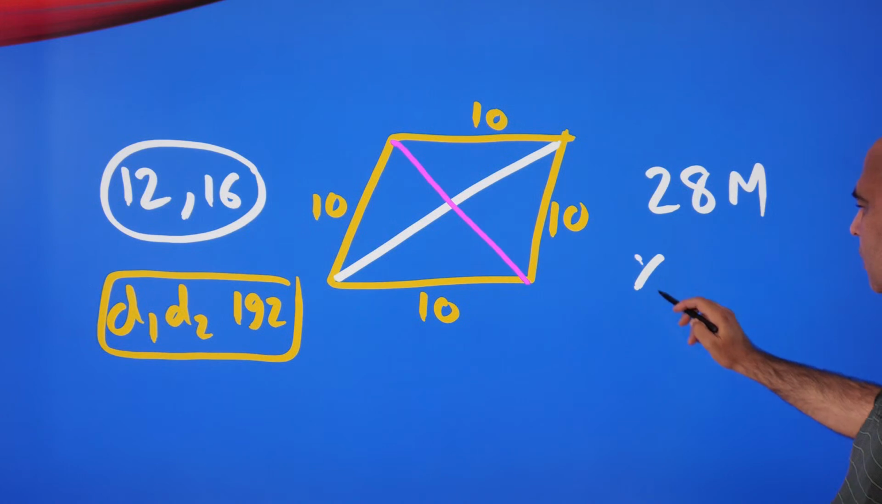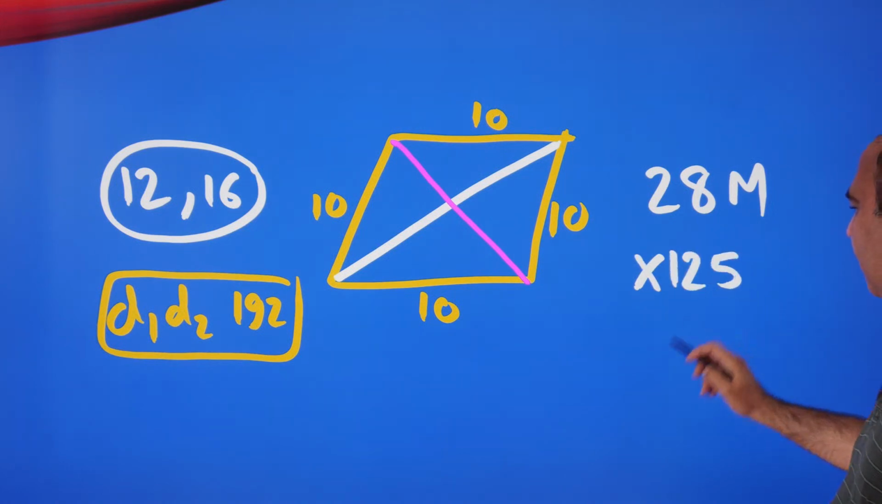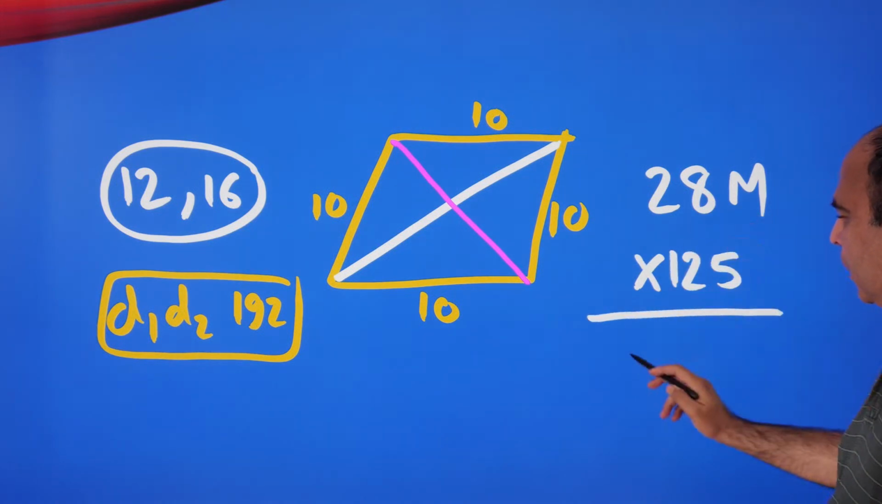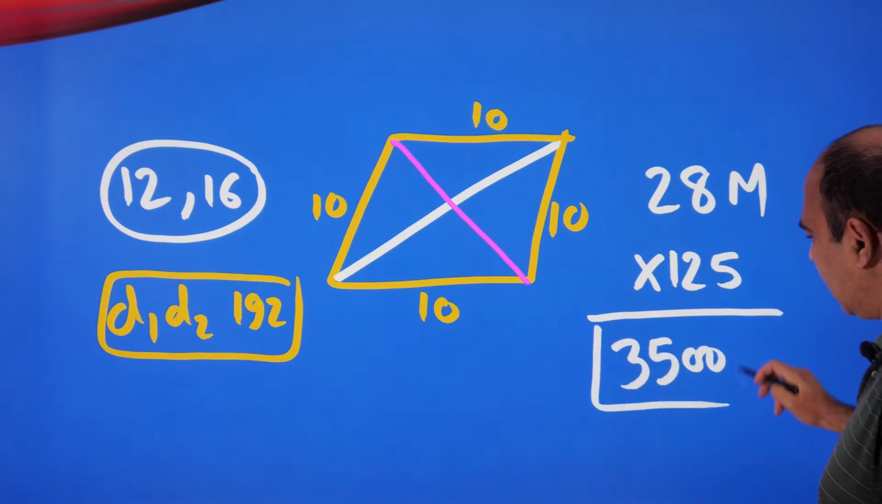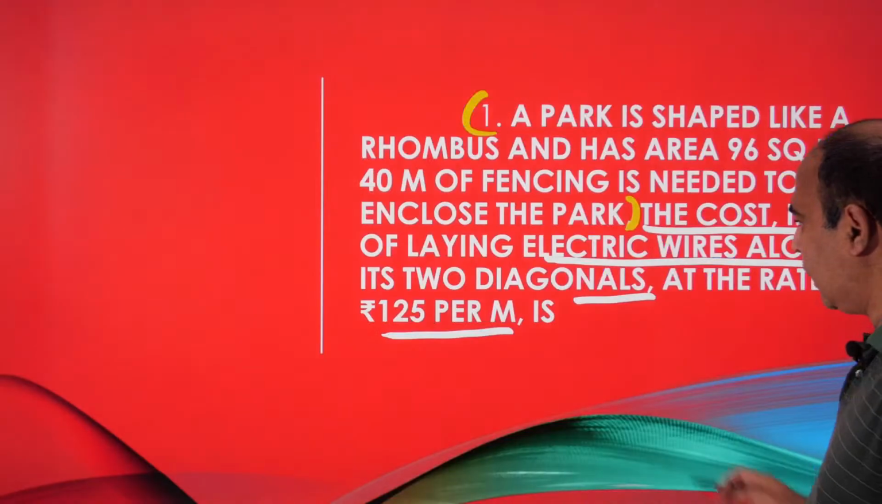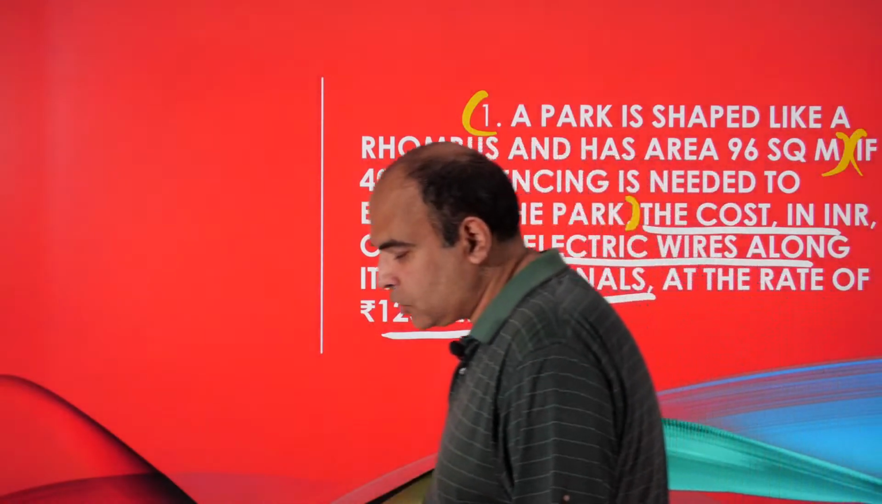And the price per meter is 125 for laying an electric wire. So 28 into 125, 3500 is the answer. And you get this answer, if you're thinking this way, you get this answer before you finish reading the question.